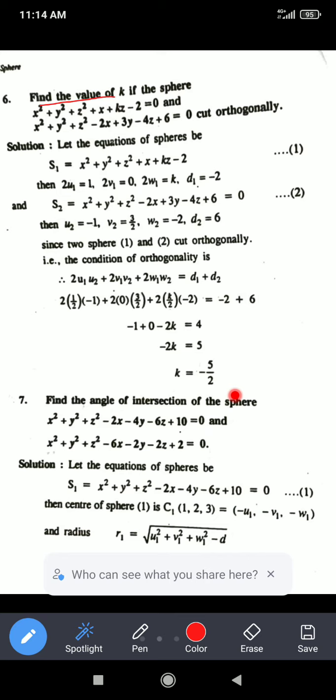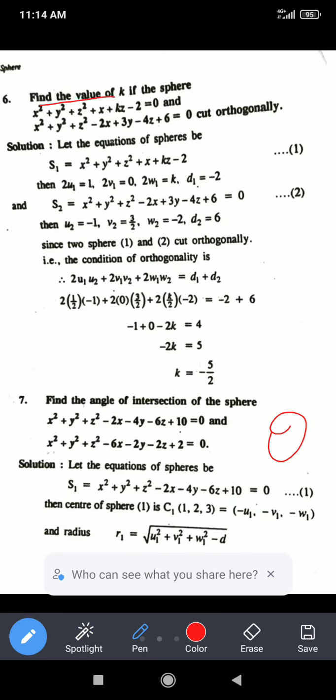Find the angle of intersection of the spheres. The given spheres are x square plus y square plus z square minus 2x minus 4y minus 6z plus 10 is equal to 0, and x square plus y square plus z square minus 6x minus 2y minus 2z plus 2 is equal to 0. Okay, so these are the sphere equations. Now find the angle of intersection. Here it is asking for the value of theta, so we have to find out the value of theta.